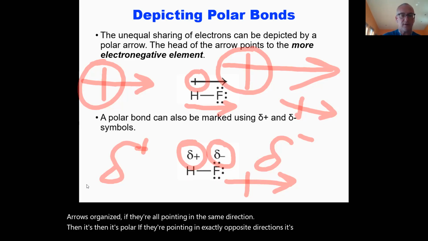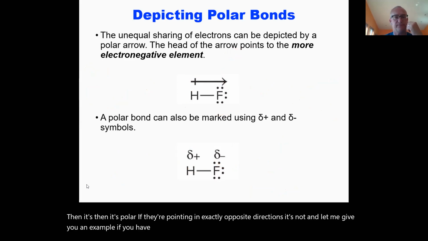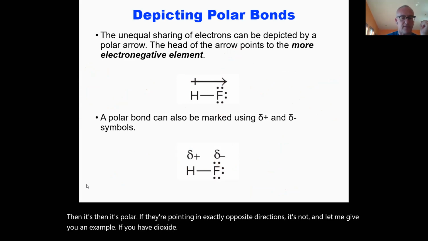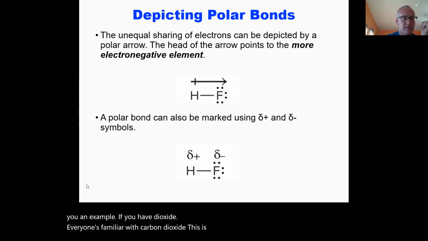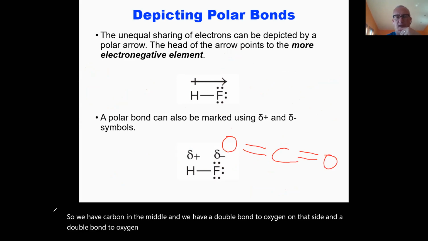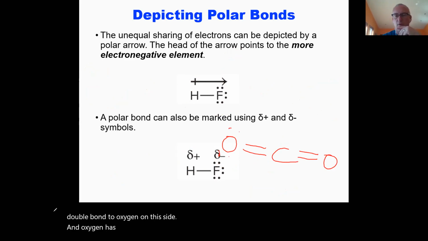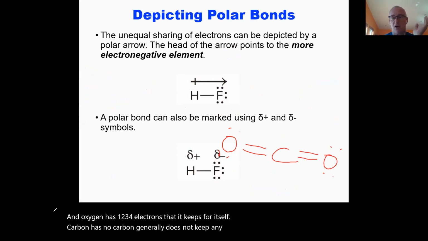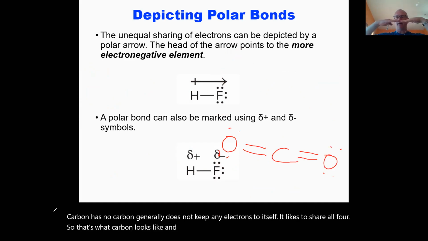And let me give you an example. If you have carbon dioxide, everyone's familiar with carbon dioxide, this is what it looks like. So let me draw it for you. We have carbon in the middle, and we have a double bond to oxygen on that side, and a double bond to oxygen on this side. And oxygen has 1, 2, 3, 4 electrons that it keeps for itself. Carbon generally does not keep any electrons to itself. It likes to share all 4. So that's what carbon dioxide looks like, and it's completely linear.